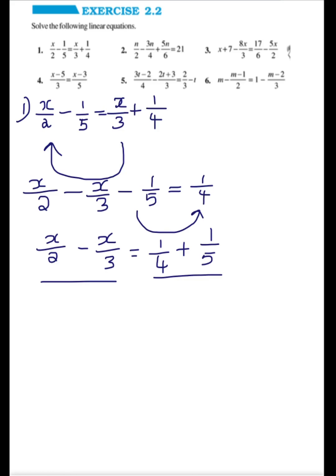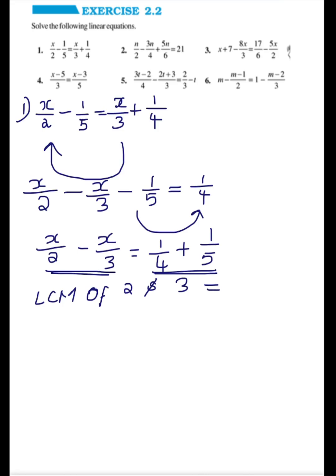And I have told you one more thing. What was that? If you have denominators in your question, then you need to just take the LCM of those denominators and multiply both sides with that LCM. So here you need to take the LCM of 2 and 3, because 2 and 3 are the denominators present with the variables. You need not consider these other denominators because they are on the other side. You need to just consider the denominators with the variables. So you have to take the LCM of 2 and 3.